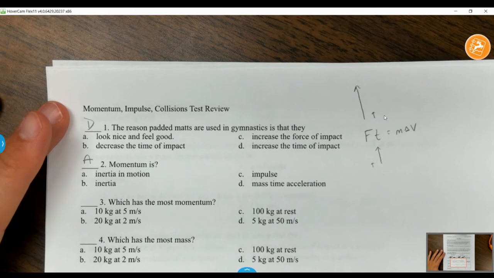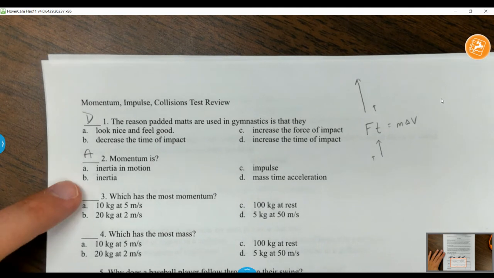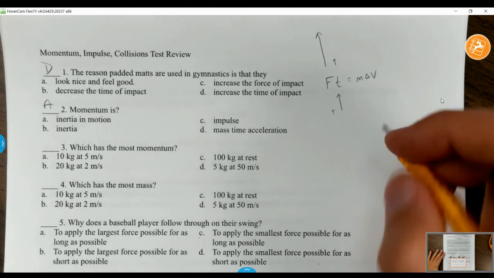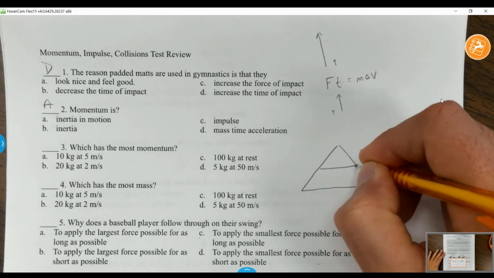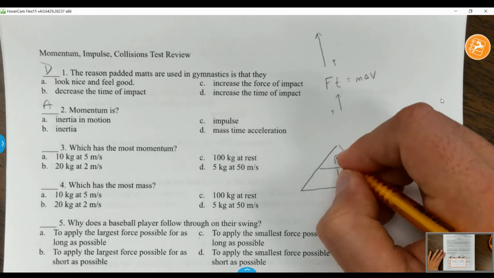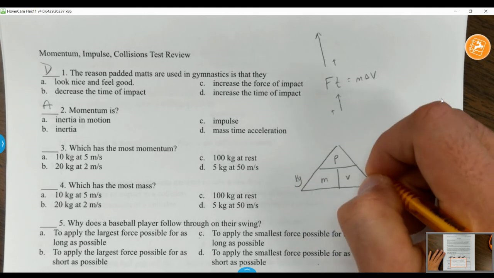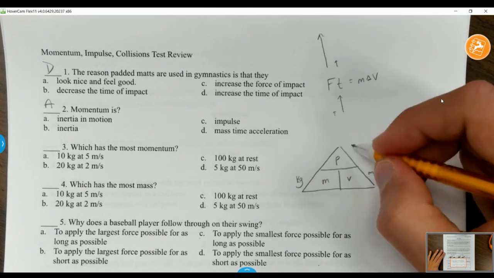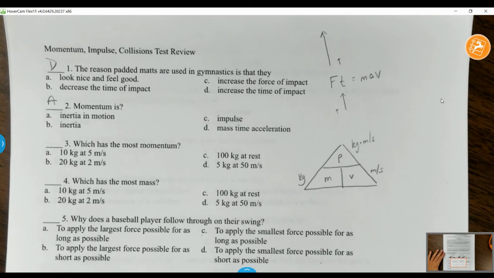Momentum is essentially just inertia in motion. It's an object's mass times its velocity. Inertia and mass are directly related, and being in motion gives something a speed, or in this case, velocity. Which has the most momentum? If we just drew out a quick triangle, momentum is equal to mass times velocity. Mass we measure in kg, velocity in meters per second, and momentum in kg times meters per second.